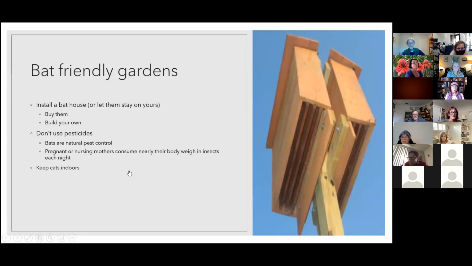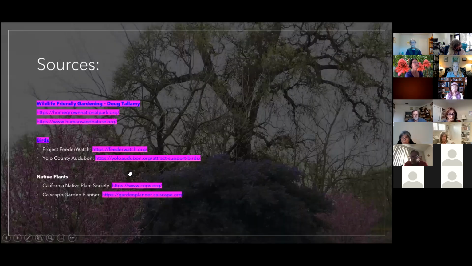And you can also install a bat house. You can buy them already made, or you can buy kits online. It's another fun project you can do with a kid or by yourself. Again, you shouldn't use pesticides. They're your natural pest control. Pregnant or nursing mothers consume nearly their body weight in insects each night, which tells you just how much they contribute to the local insect population. And again, keeping cats indoors or away from the bats will help them out as well.